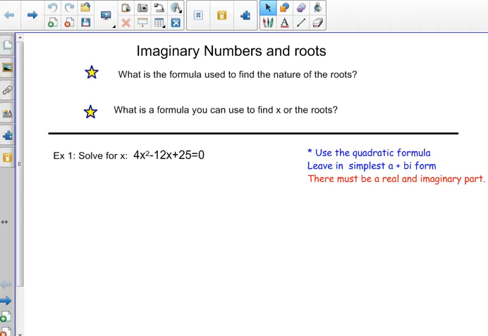All right, so today we're going to talk about imaginary numbers and finding the roots. We're not going to talk about the nature of roots in here because we didn't do the discriminant, but do you guys remember a formula that you could use to find x that you can't factor?